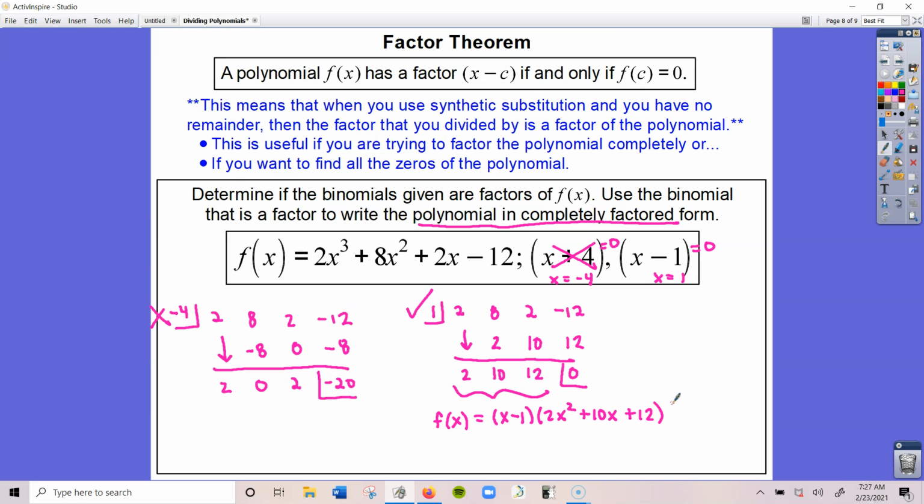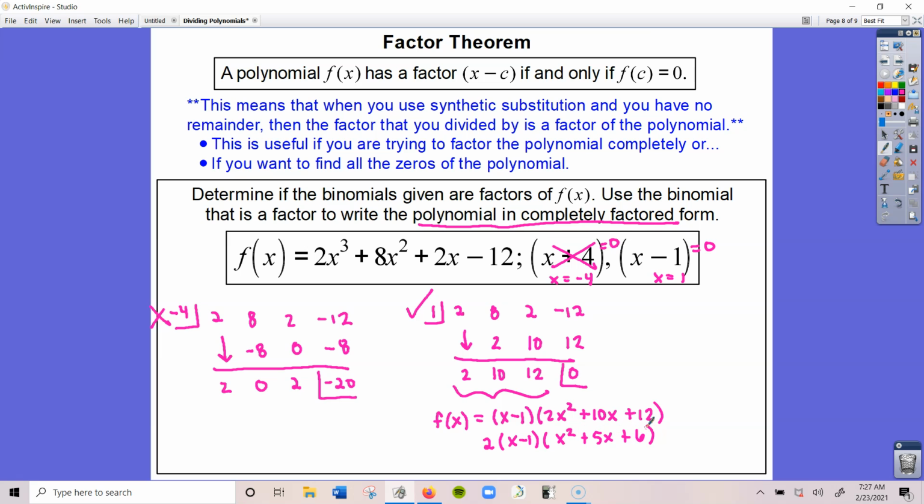And now we want to continue factoring this polynomial. If you look at this quadratic, every single term is divisible by 2. So that is my greatest common factor. So I'm going to take out a 2 from that quadratic. So I'm going to write the 2 in the front. I have the x minus 1. And since I took out 2, that leaves me with x squared plus 5x plus 6.